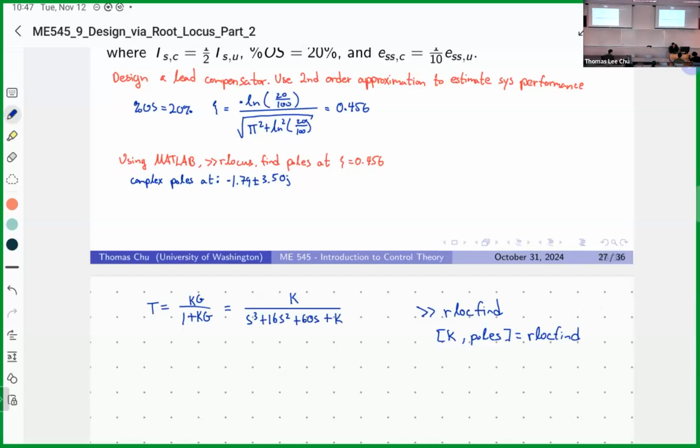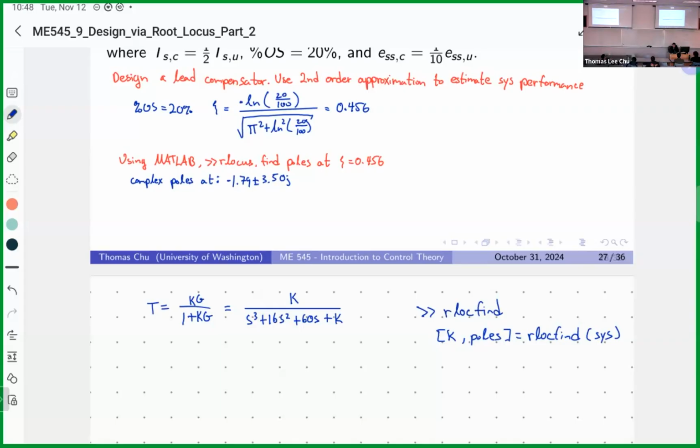Sorry, trying to figure out the input, because it's rlocfind, the system and then some vector. Maybe what I'll do is, sorry online folks, I'm just Googling this real quick. Perfect. You could start with this, rlocfind. Okay, so then we have K, poles, and of our system. Just put in the system. It then takes a vector of P. So I'll look into this.